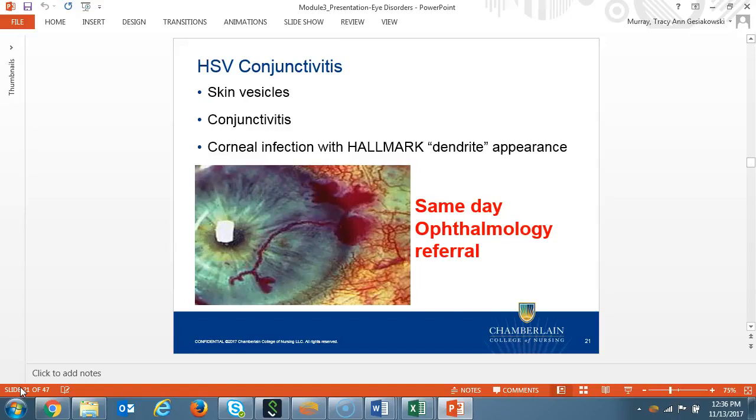A referral to ophthalmology is necessary, and typically you can get these patients in the same day if you call over to an ophthalmology office. If not, you might need to send them to the emergency room.